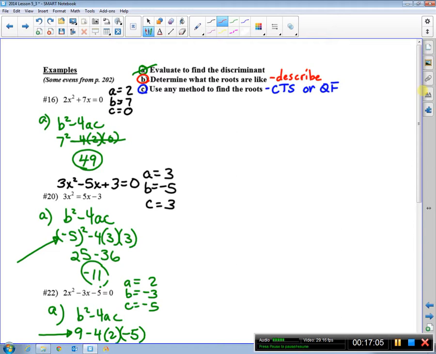This is the chart. You really want to get very good at the chart. You can't use it during the exam, the tests, the quizzes. So picture these numbers under the radical, just in your mind. If I have a 49 under the radical, it's a perfect square. So I'm going to have real, it's going to be rational, and there will be 2 unequal real rational roots.